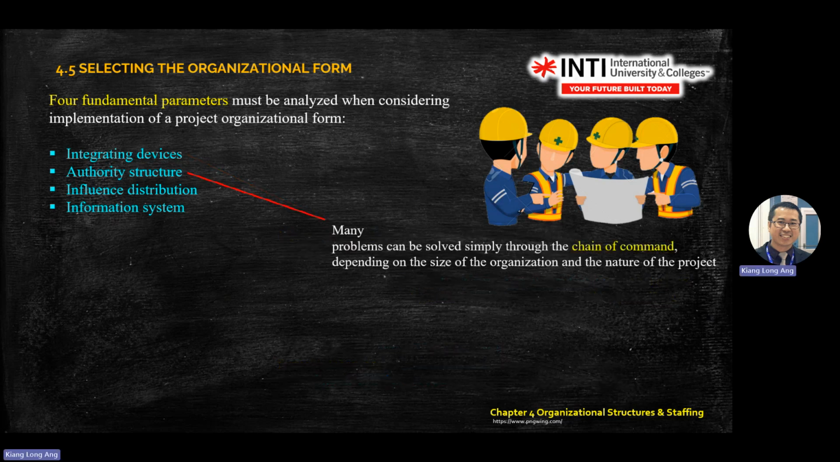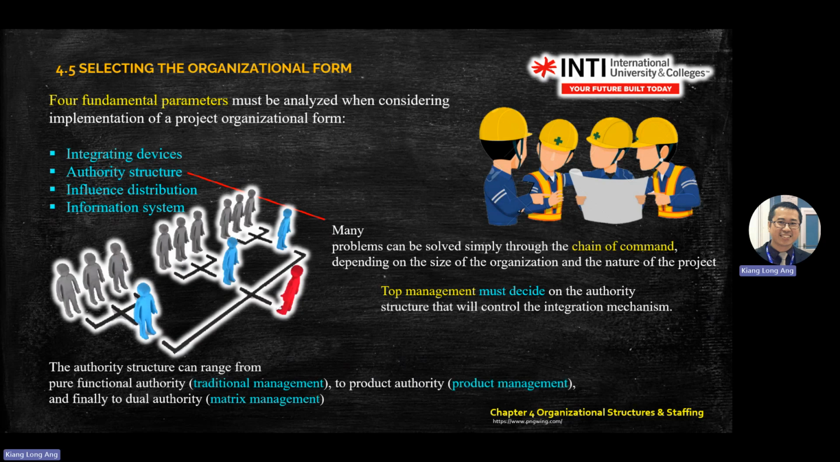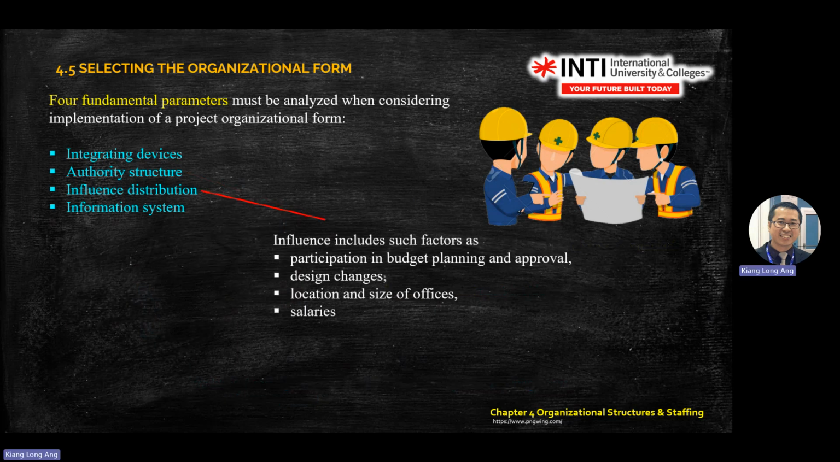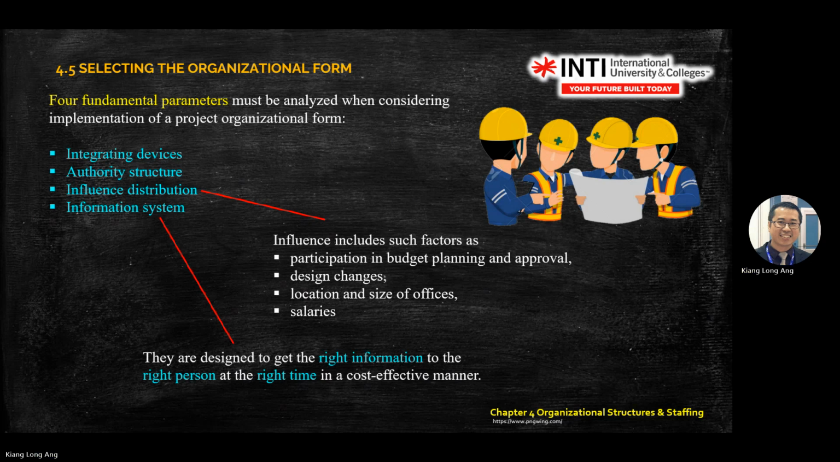Authority structure. This one is the chain of command. So there is functional authority, which is traditional management. Product authority means product management, and dual authority is matrix organization. So there are three types of structure. Influence distribution: this one is the location, salary, design change, and so on. Information: this one is the sharing of information again.